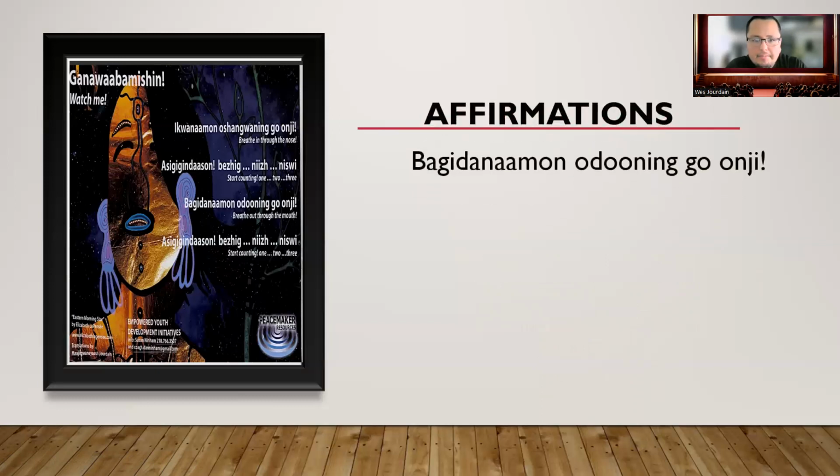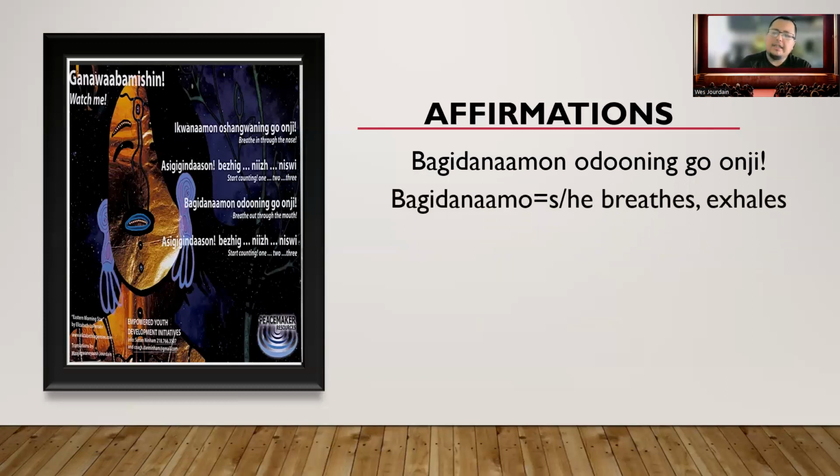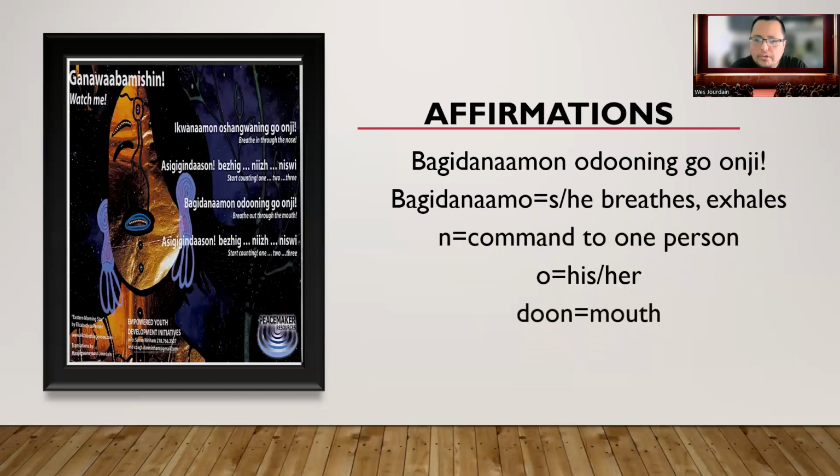Next one we have is bagadinamon, o duning go onji. Bagadinamo, here he breathes or exhales. Remember we said ikwanamon, through the nose. Bagadinamon, o dun, through his or her mouth. We have the word o dun, and then ing is a locative, so we're going to say at that location, right here on your mouth. Bagadinamon o duning go onji. Breathe out through the mouth, right? Given its location, the mouth. O, his or her. Dun is talking about your mouth, and ing is its location.